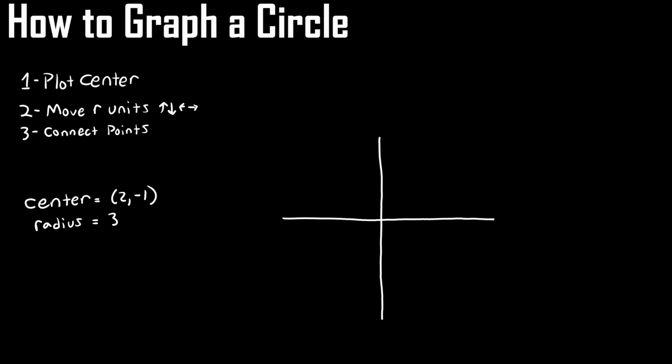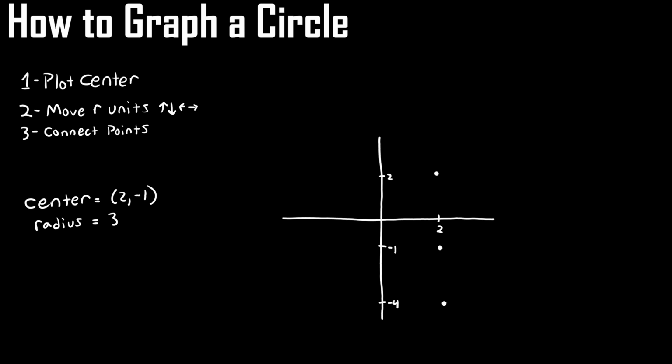And so we're going to first plot our center. So it's at 2, so over here, -1. So like right here. So that is our center. And now I'm going to move our units up, down, left, and right. So we're going to move 3 units up, and we're at -1, so we'll be at 2. So our next point will be at (2, 2). Then we're going to move 3 units down, so we'll be at -4. It's like way down here. So (2, -4).